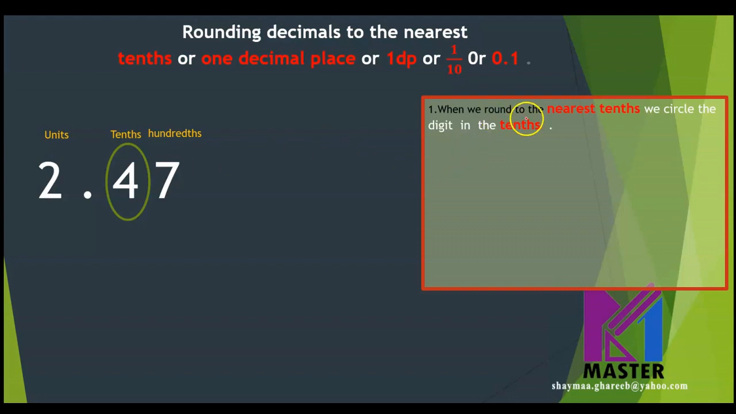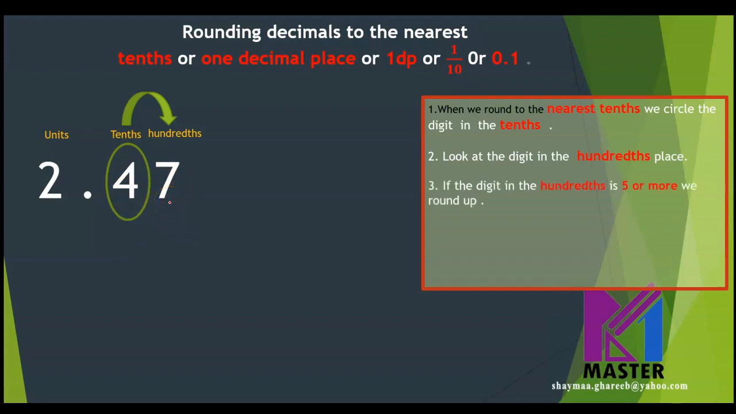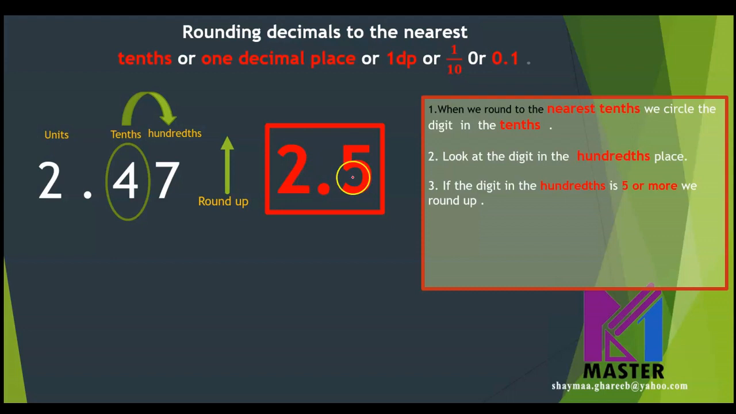So when we round it to the nearest tenth, as you see, we circle the digit in the tenths and then we look to the digit in the hundredths place, because this digit is going to tell me I'm going to round it up or down. So if this digit in the hundredths place is 5 or more, we round the number up. So 2.47 will be 2.5. This 4 tenths will be rounded up to be 5 tenths.